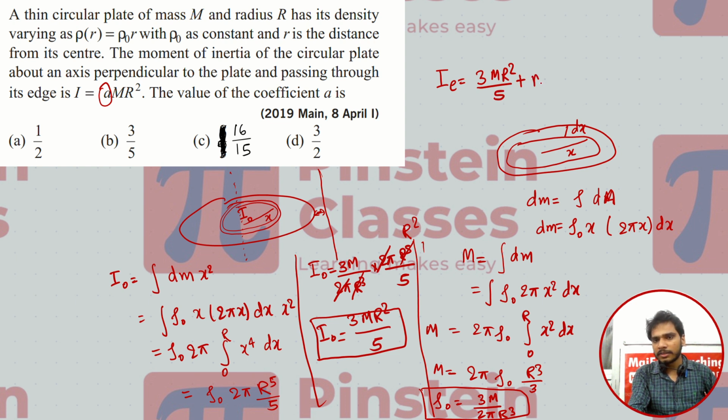plus M times, we are shifting at a distance, r square. So this will be 8 upon 15 M r square. I think this should be the answer. Actually this option was incorrect during the 2019 Mains. So the answer will be 8 upon 15 M r square.